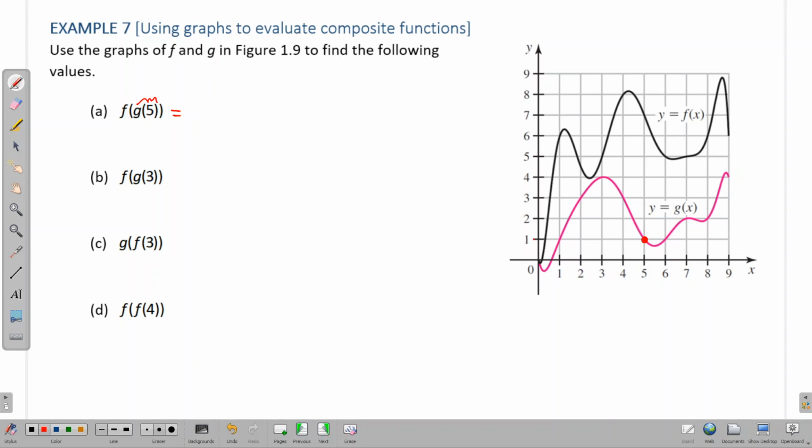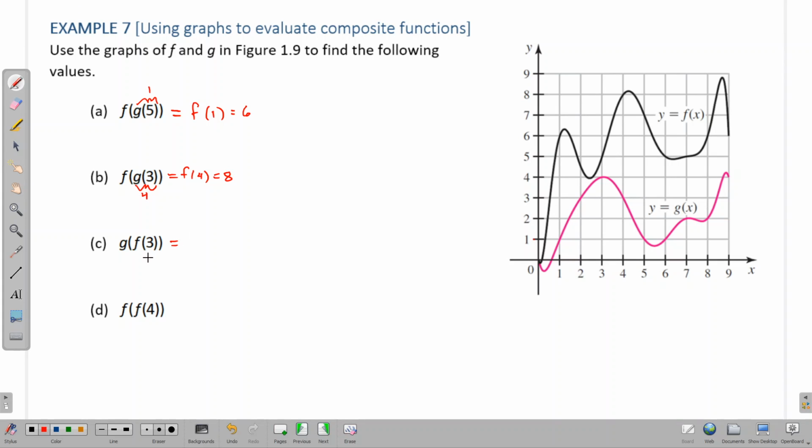So g of 5 is really a 1, which means we have to plug 1 into f. We plugged 5 into g, we got 1 out, now we're plugging 1 into f. So go to 1, plug it into f, and you get out 6. And that's how it works for all of them. So this next one, start by plugging 3 into g. 3 into g is 4, so we need to do f of 4, right? This entire thing was 4, so now we're plugging 4 into f. 4 into f is 8.